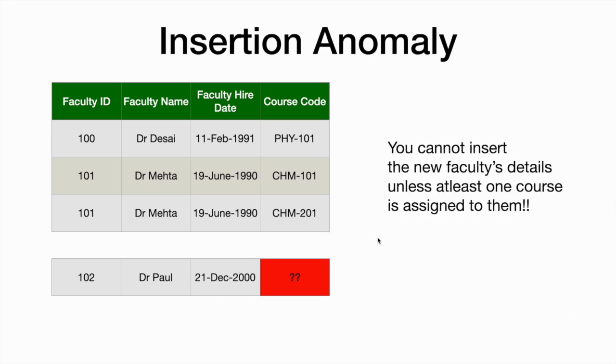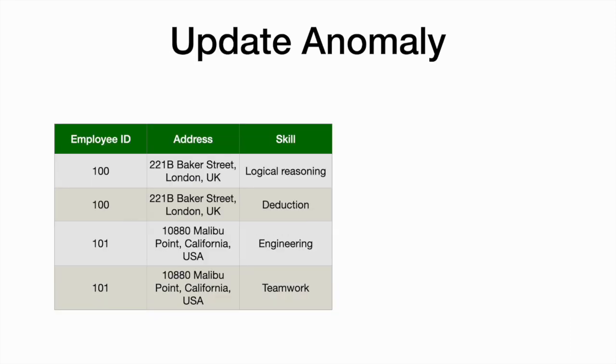Now let's move on to update anomaly. Say, suppose this is a table where you have employee information. So you have employee ID, employee's address and employee skill. Now say the question is to update the address for employee ID 101. The first thing that comes to mind is you just write an update query: update table name set address equal to the new address where employee ID is 101, and both of these records will get updated.